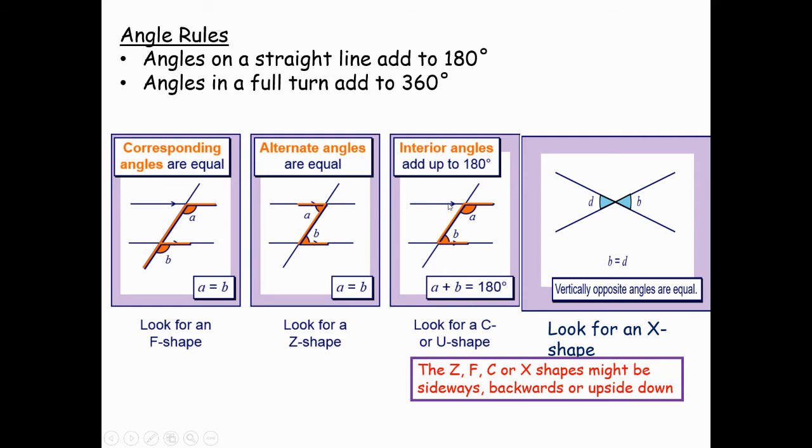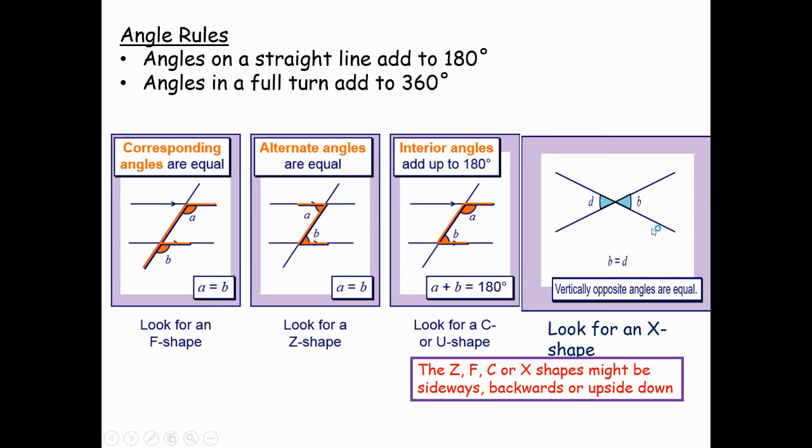Then we've got one here which is slightly different. We've got interior angles. So you've got your two parallel lines here. The two angles inside add up to 180. So that could be a C shape, it could be a backward C, it could be upside down looking like a U or an N. So just the angles within the two parallel lines add up to 180. And this is slightly different again.